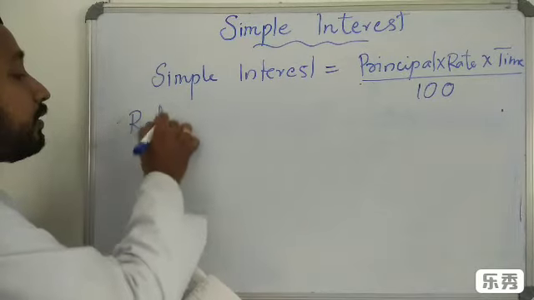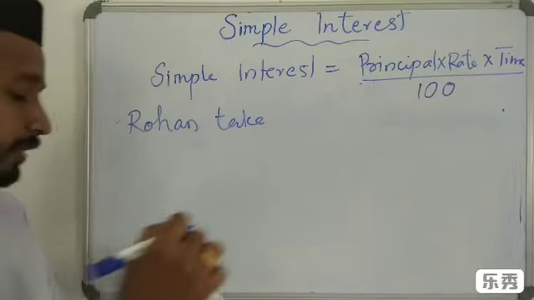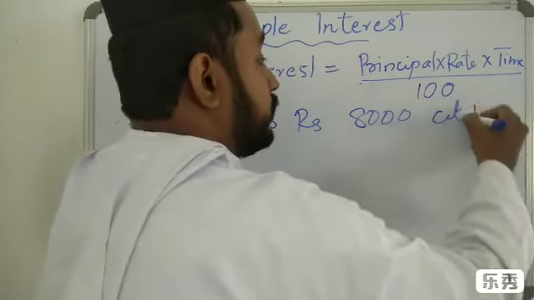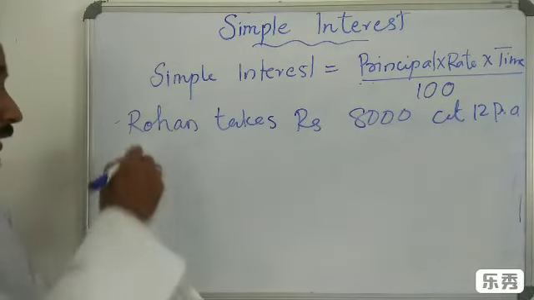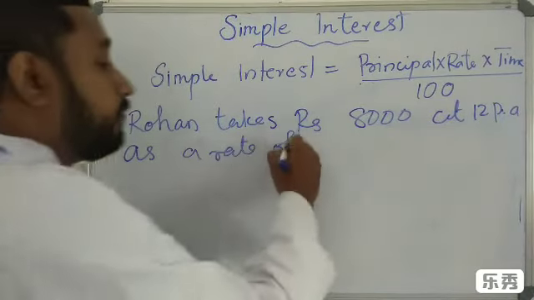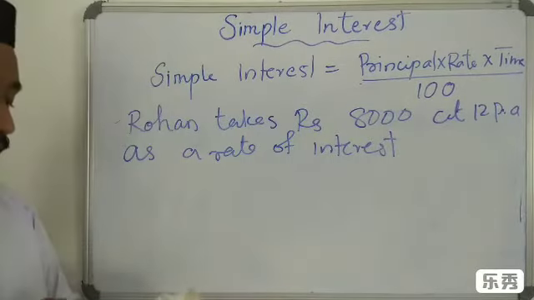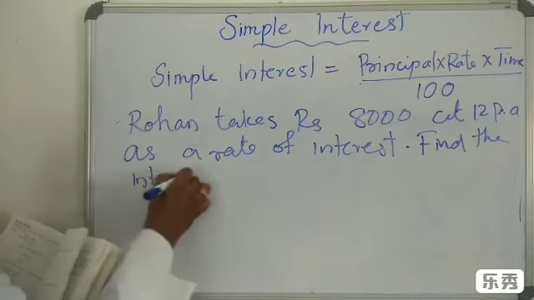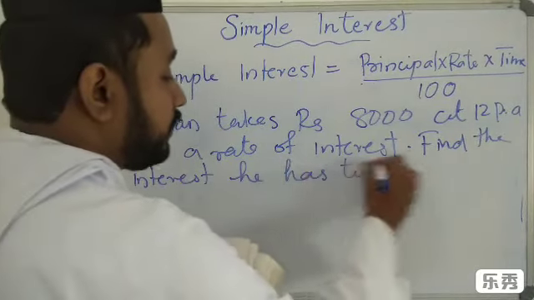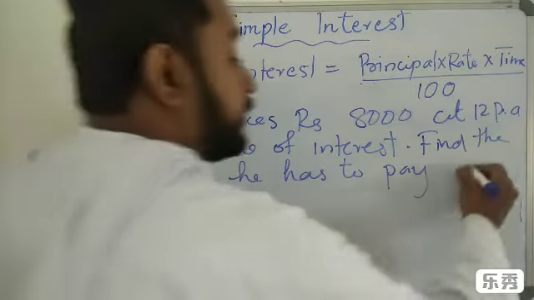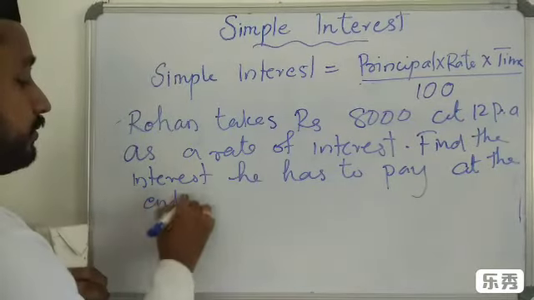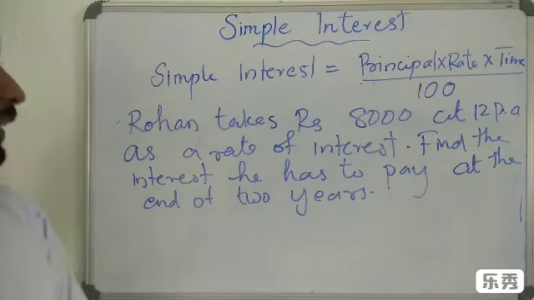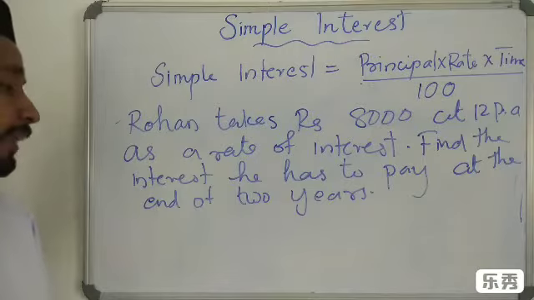Rohan takes rupees 8,000 at 12% per annum as a rate of interest. Find the interest he has to pay at the end of 2 years. So Rohan takes rupees 8,000 at 12% per annum as a rate of interest. Find the interest he has to pay at the end of 2 years.